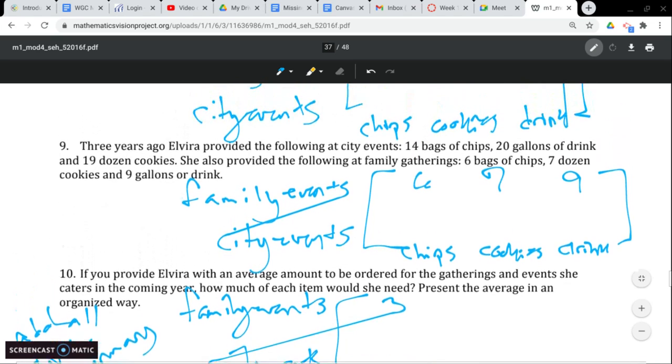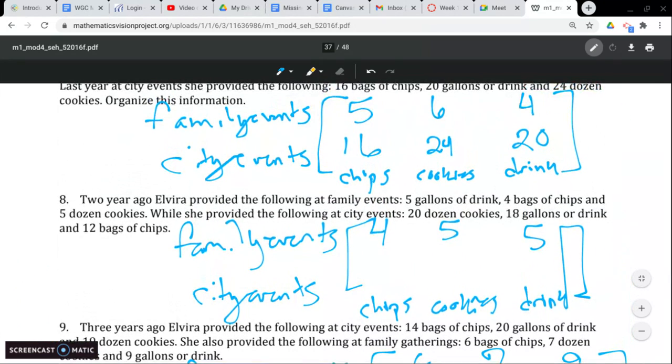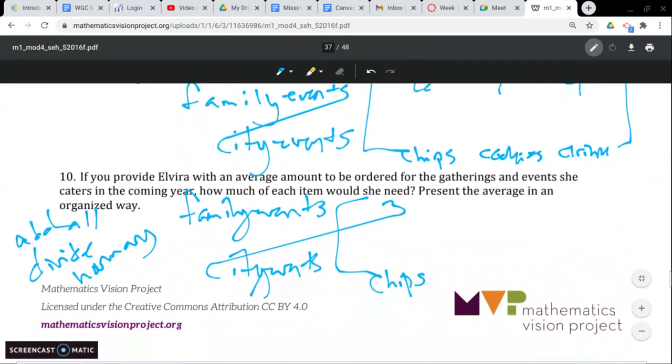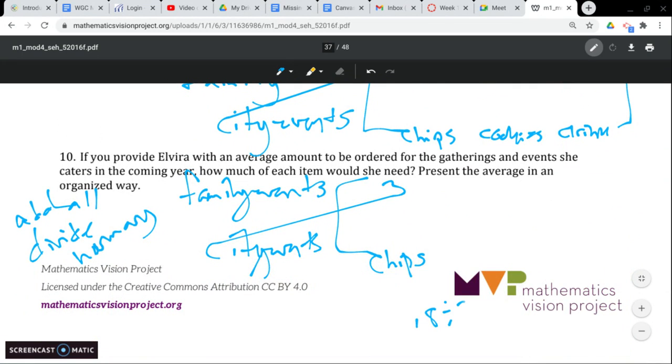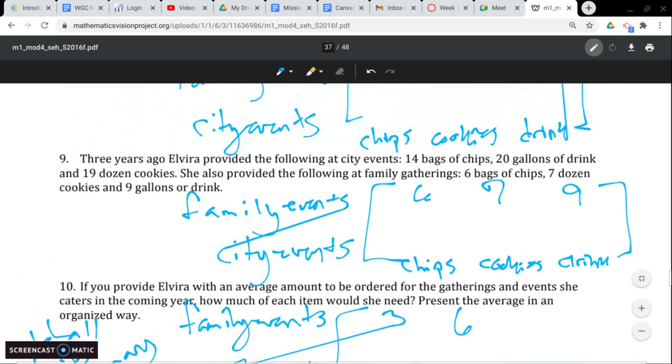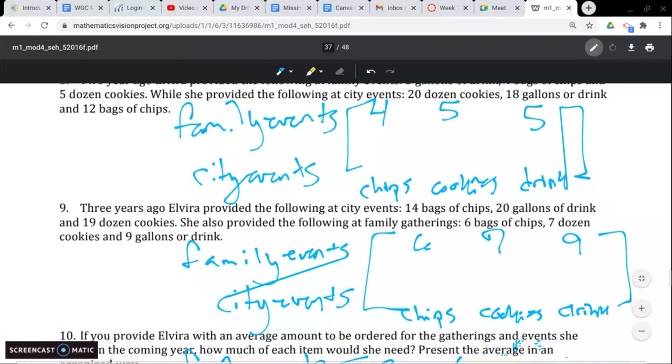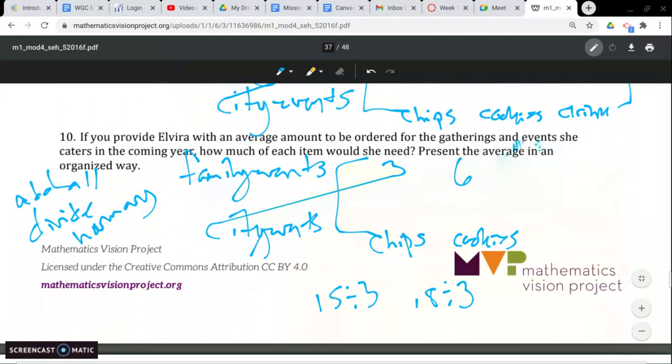So now we look at cookies. We had 7 and 5 and 6. So we have 18 total. There are 3 of them. So 18 divided by 3 is 6 for cookies. 15 divided by 3 gave us our chips. And then for the drink, we have 9, 5, and 4. So we end up with another 18 there. So 18 divided by 3 gives us 6 for drinks. So those are our averages.